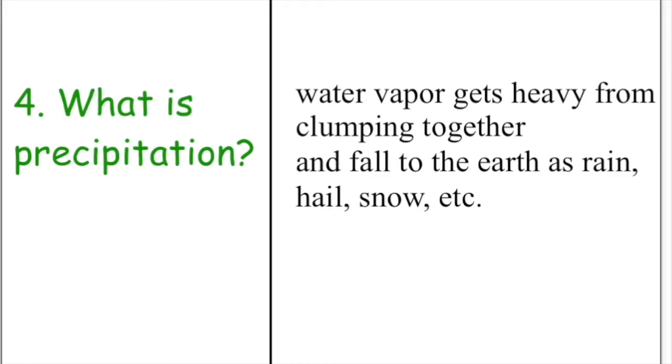Number 4 is precipitation. Precipitation, we all know it. There's rain, there's hail, there's snow, there's sleet. It's when water vapor in the sky gets cold and they get together and clump, and because they keep clumping together, they get heavier and heavier and gravity pulls on them. And that is when they fall down to the earth in some form, such as rain, hail, or snow.